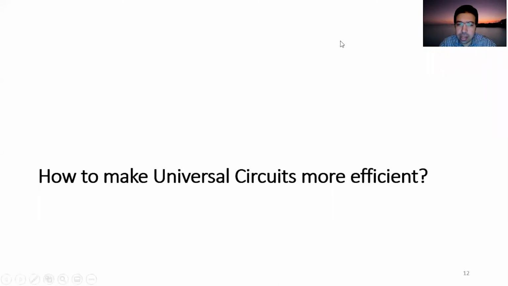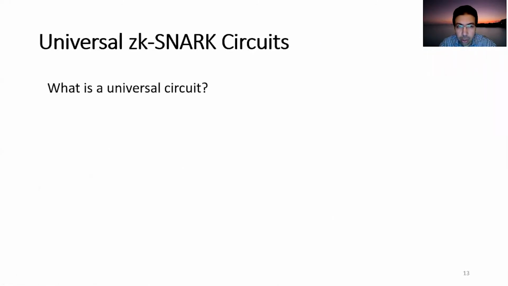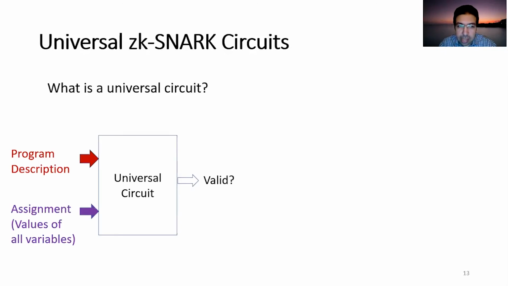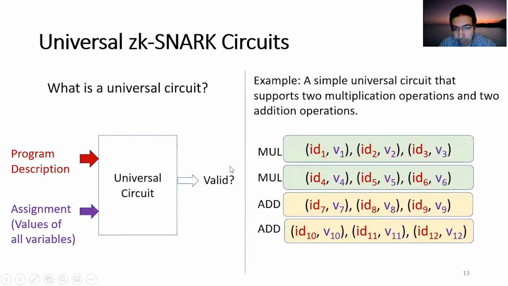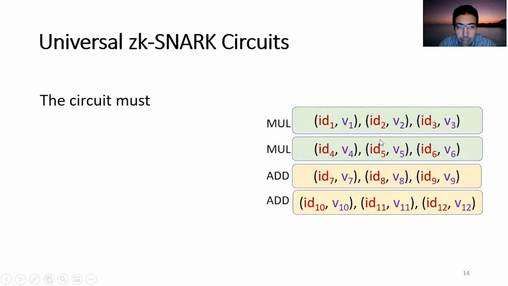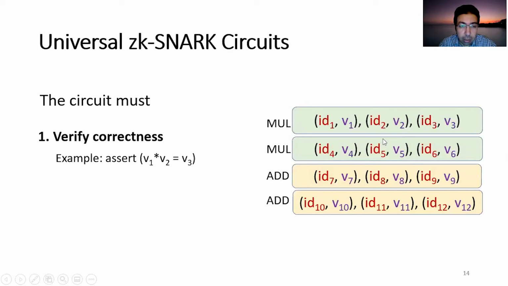Now, the next question is how to make universal circuits more efficient. So first, what is a universal circuit? It's a circuit that accepts the program description and an assignment, and the assignment is the values of all variables, and it makes sure that the values of the assignment are consistent with the program description. For example, if we have a simple universal circuit here that supports 2 multiplication operations and 2 addition operations, it will look that way. For every operation, it needs to take the IDs of the variables that need to be multiplied or added, and also the values that will need to be checked.